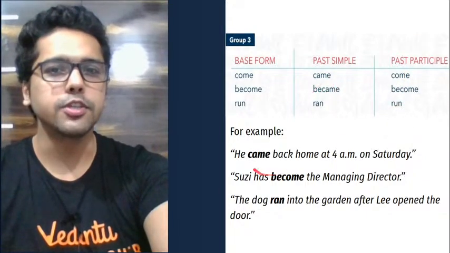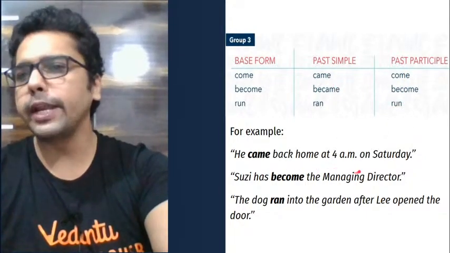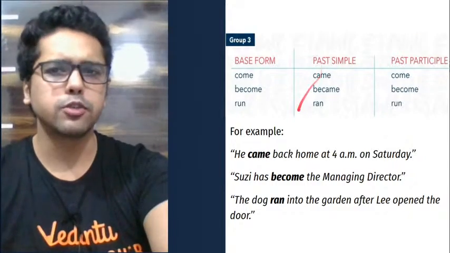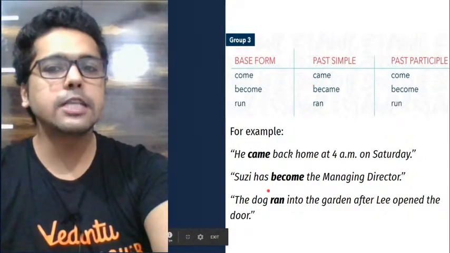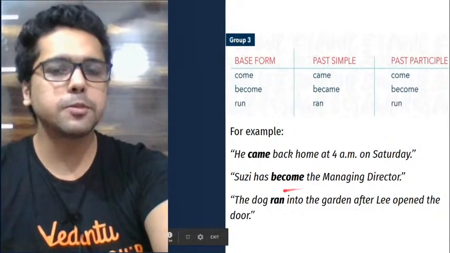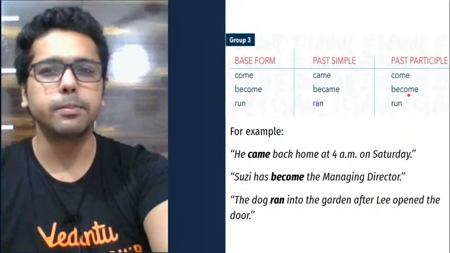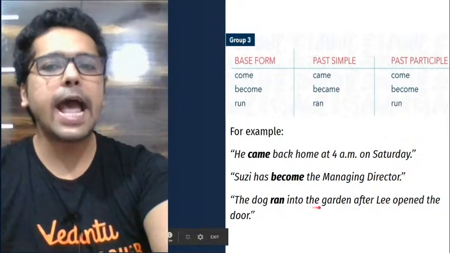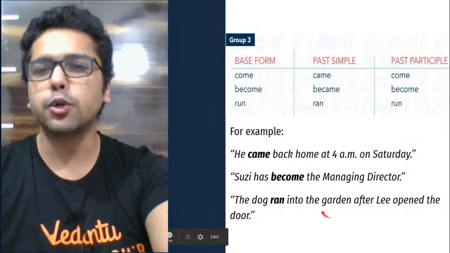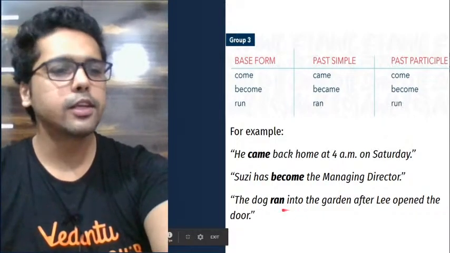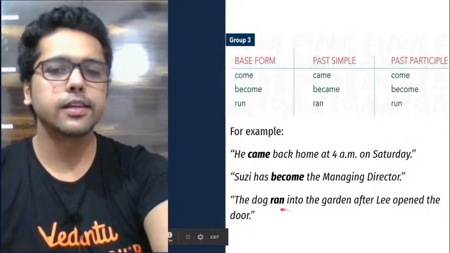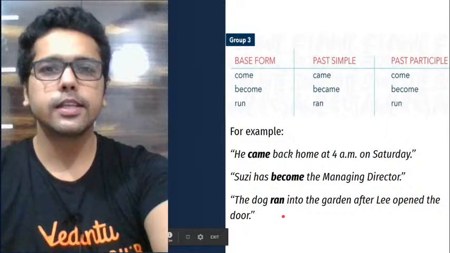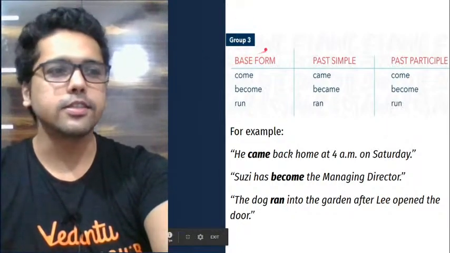Only the past tense changes. So he came back home at 4 a.m. on Saturday. This is a simple past tense. We're using came here. Susie has become the managing director. Has become. You see, we are using the past participle, become. The dog ran into the garden after Lee opened the door. So ran. You see, using ran here. This is a V2 form. So this is the group 3, guys.